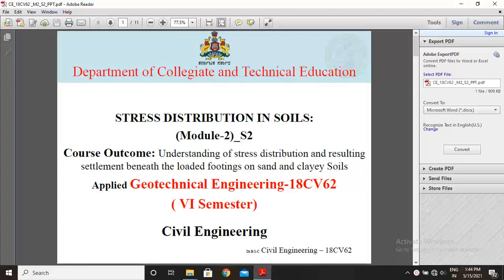Today I want to start session 2 of module 2, and the module title is stress distribution in soils. The course outcome of module 2 is understanding of stress distribution and resulting settlement beneath the loaded footings on sand and clay soils. The subject title is Applied Geotechnical Engineering and the subject code is 18 CV62 of 6th semester in civil engineering departments.